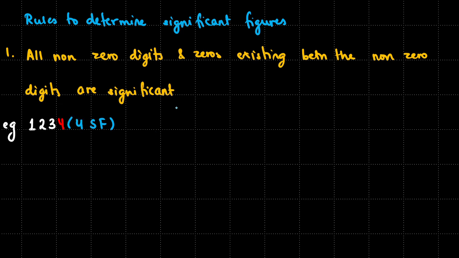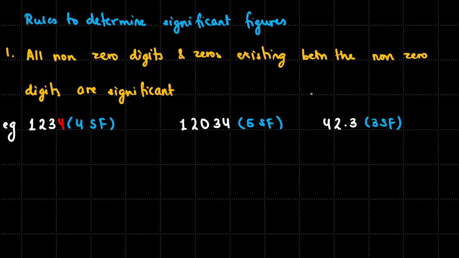Let's take another example, 12034. Look at the rule: there are 1, 2, 3, 4, 5, so there are 5 significant figures. Let's take another example, 42.3. How many significant figures are there? It is 1, 2, 3. There are 3 significant figures right over here. The point does not matter, since the point could be placed anywhere and it would still be the same.